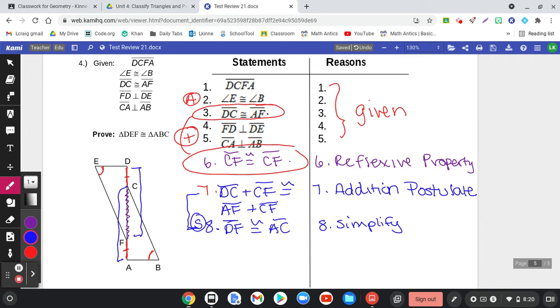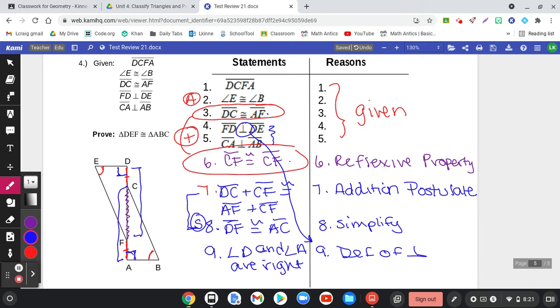So we have a side of our triangle. We have an angle, we have a side. And then our last givens, I see perpendicular, so I know one of my reasons is going to be definition of perpendicular. What does it mean if two things are perpendicular? They form right angles. So angle D and angle A are right. And how did we know that? Definition of perpendicular. Again, if you see it up here, you're going to use it down here.